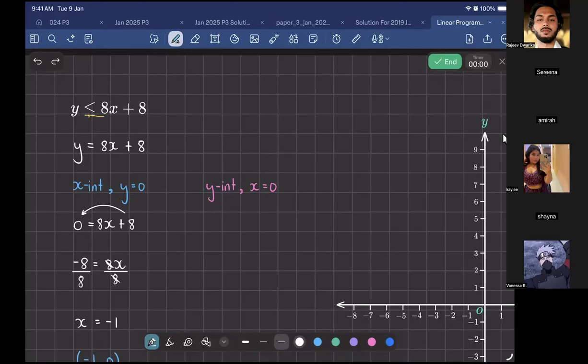So x is equal to 0. So will it be y is equal to 8, brackets 0 close brackets plus 8? Yes, exactly. Right? 8 times 0 is 0, 0 plus 8 is 8.